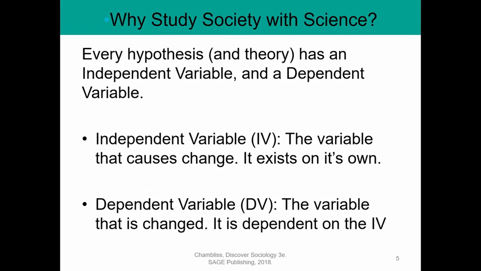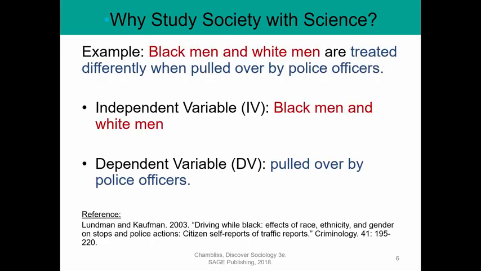Now, to go back to hypotheses, every hypothesis, and therefore every theory too, has an independent variable and a dependent variable. An independent variable is the variable that causes change. It exists on its own. And a dependent variable is the variable that is changed, and what it does is dependent on the independent variable. And that's very abstract, and if you've had some trauma with math in the past, this might sound like buzzing in your ears. So let's give a more accurate example.